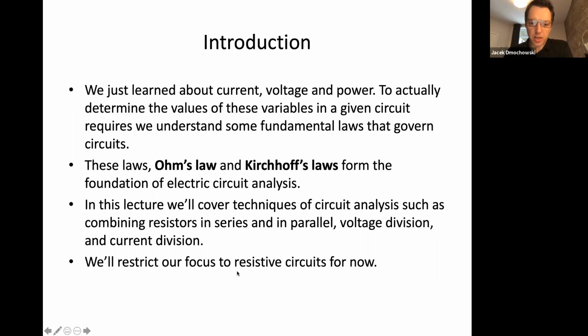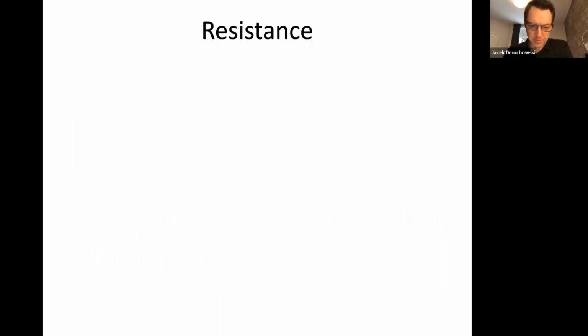So for now, we only deal with circuits that have combinations of voltage sources, current sources, and resistors. We do not consider capacitors or inductors or op amps until lecture number 5, I believe.